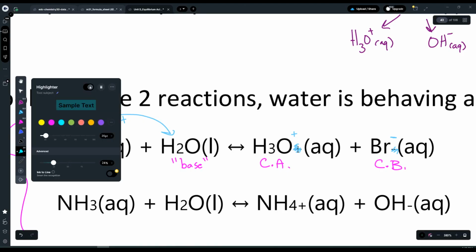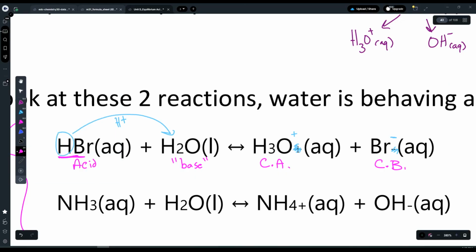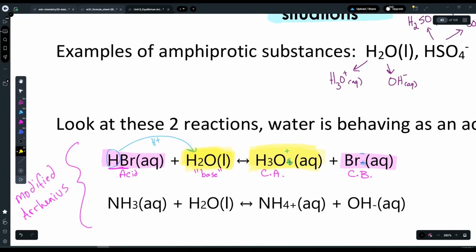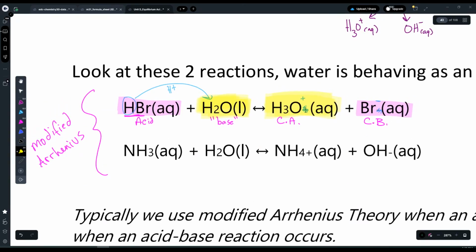Okay, so what I'm going to do is I'm just going to color code this a little bit. So I'm going to, let's say we use pink. There we go. And then I'll use yellow here. Okay, so what I've highlighted in pink, that's my acid conjugate base pair. And then what I've highlighted in yellow, that's my base conjugate acid pair.